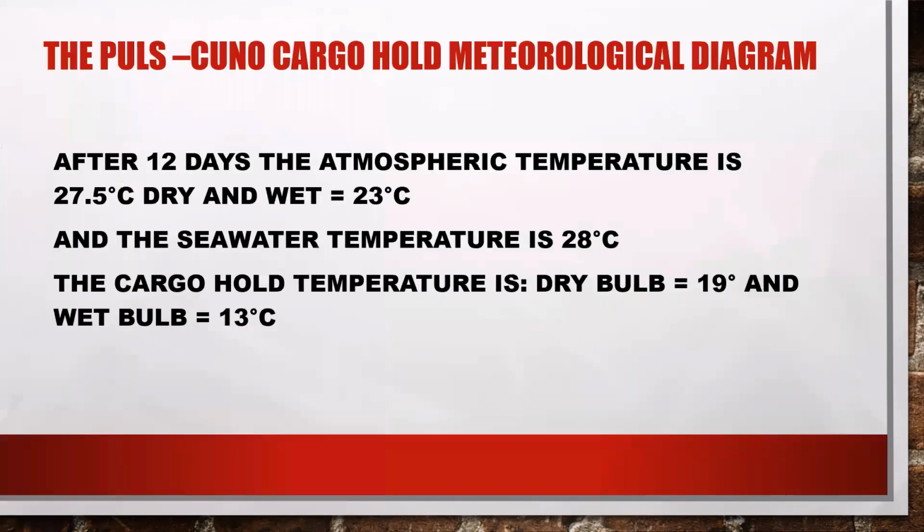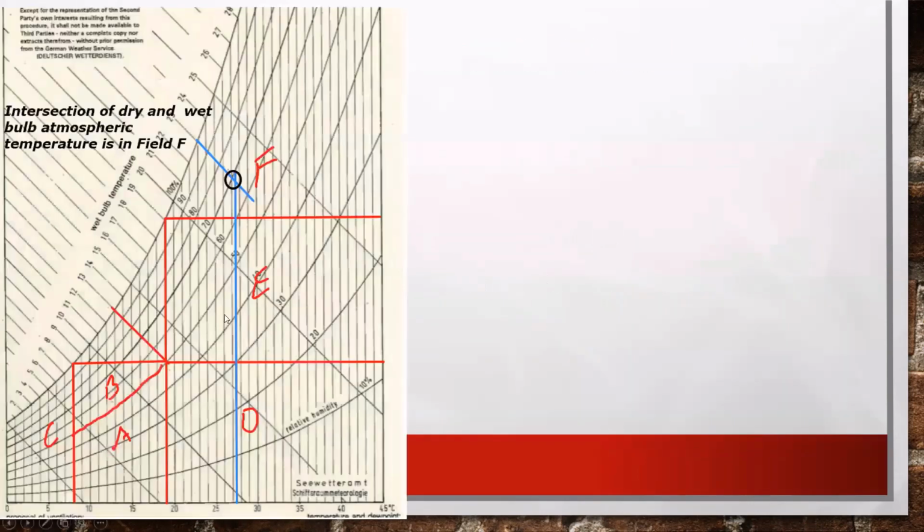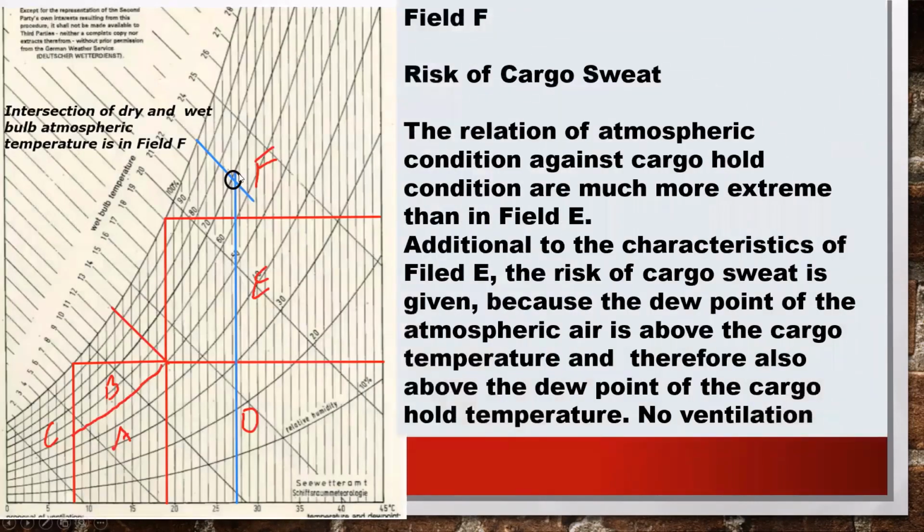So if we are now 12 days later, we find this, then we are in field F. Field F is more risky than field E, so in addition to the characteristics of field E, the risk of cargo sweat is given because the dew point of the atmospheric air is above the cargo temperature and therefore also above the dew point of the cargo hold temperature. No ventilation.